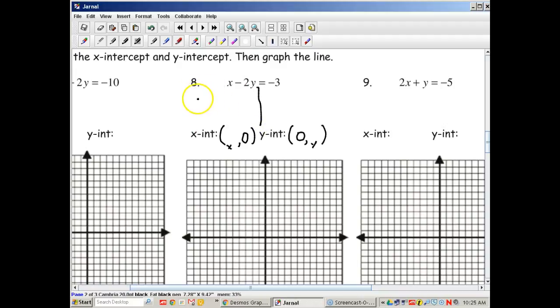And if you find the x-intercept, okay, that's nothing exciting. x minus y equals -3. Yeah, x equals -3, no big deal. But when you do the y-intercept, right, x is 0, fix that: 0 minus 2y equals -3. So -2 times what equals -3?